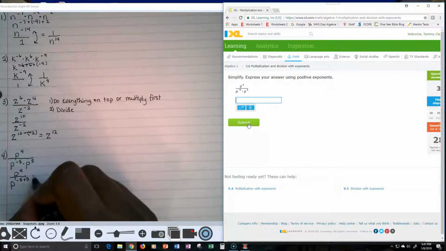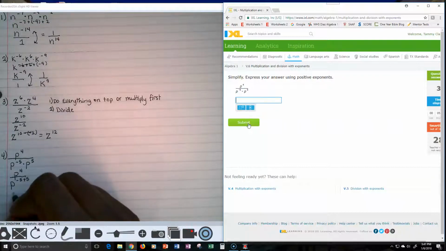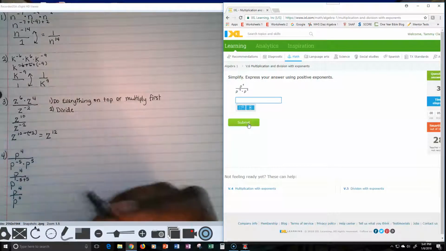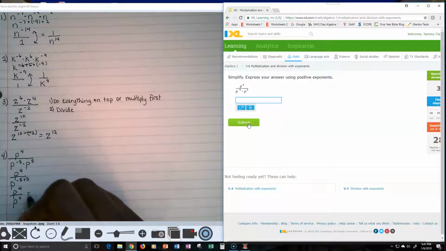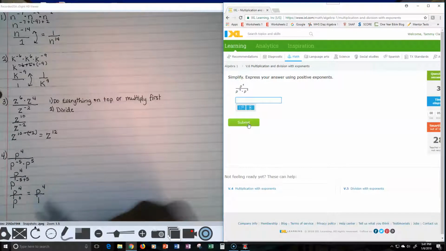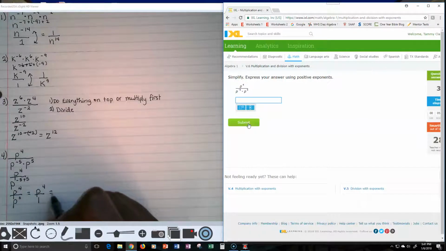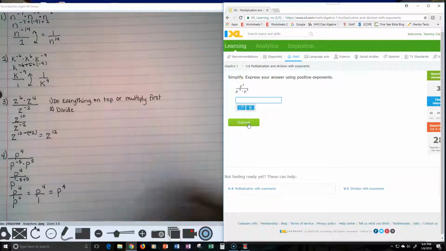Well, we know that as p to the 4th divided by, well, negative 5 plus 5 is 0, so p to the 0 power. We know that as p to the 4th power divided by 1, and 1 divided into anything is just that number, so our answer would be p to the 4th power.